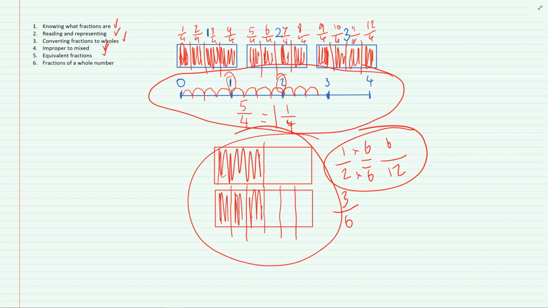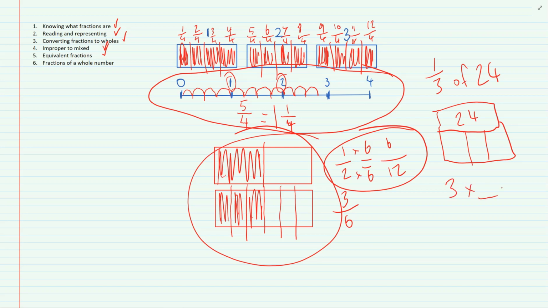So that's equivalent fractions. And when it comes to fractions of a whole number, this will just be building on the number facts and multiplication that we're using. So if we were to say what is 1/3 of 24, then they would go, oh, okay, so 24 broken into 3 equal parts. Let's see, 24, it's my whole, I've got 3 equal parts. What would it be? 3 eights is 24.